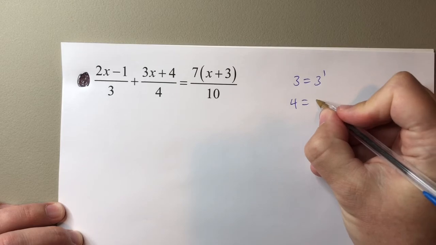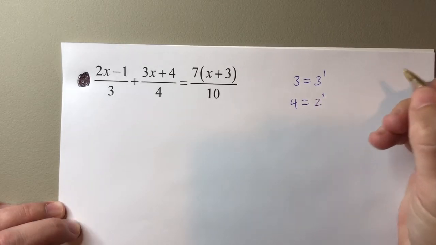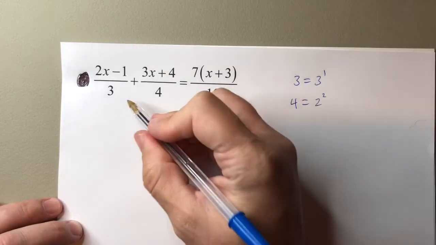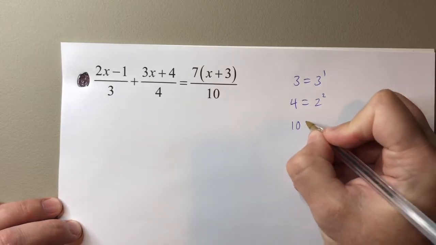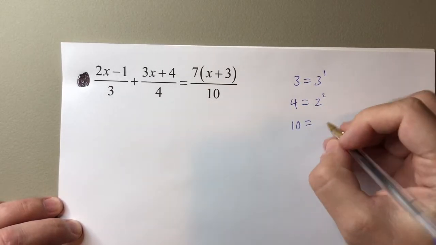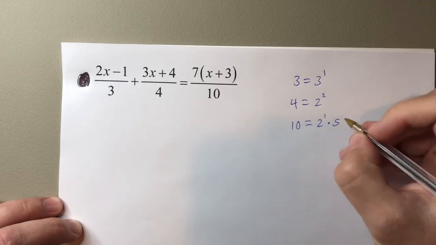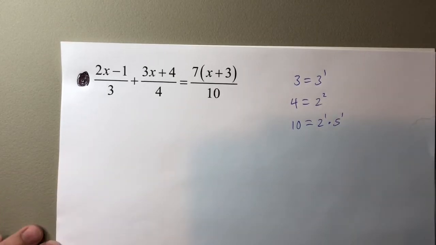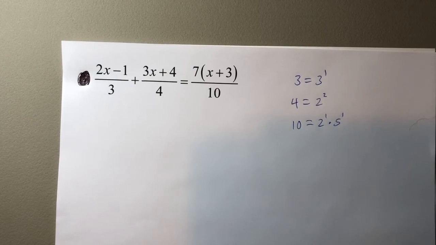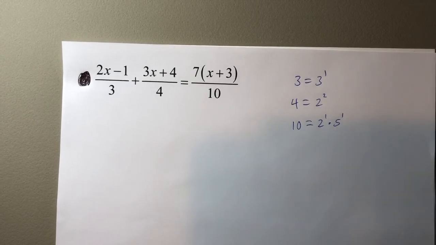4 is the same as 2 squared. I'm coming up with the prime factorization of these 3 denominators. 10 is the same as 2 to the first times 5 to the first, right? So how do we use this information to come up with the LCD?